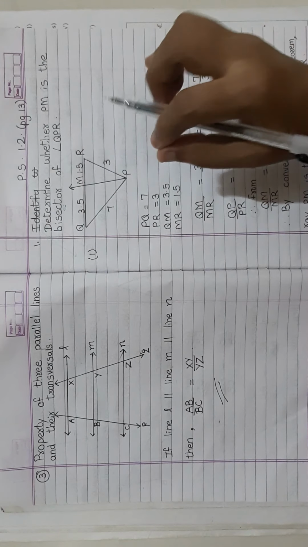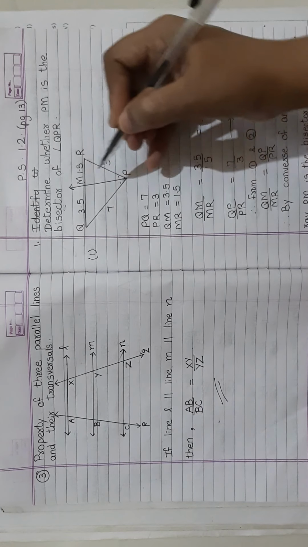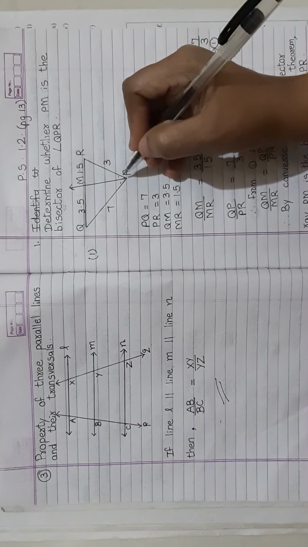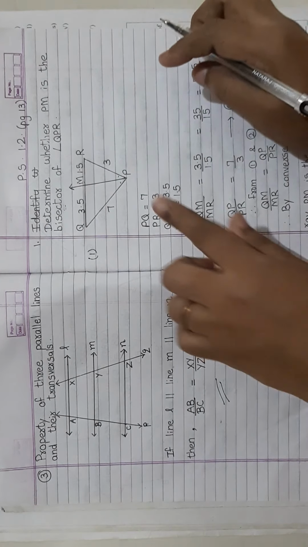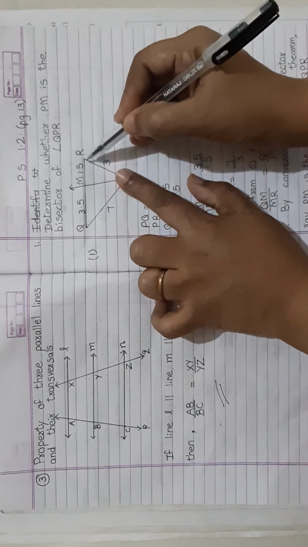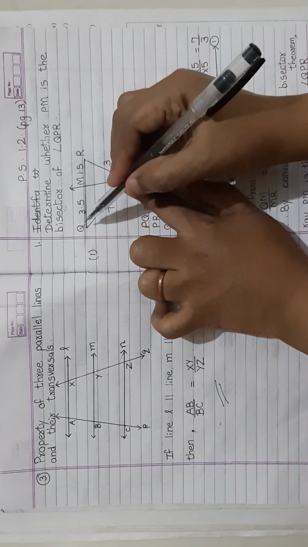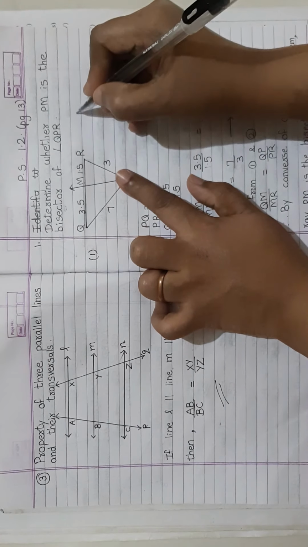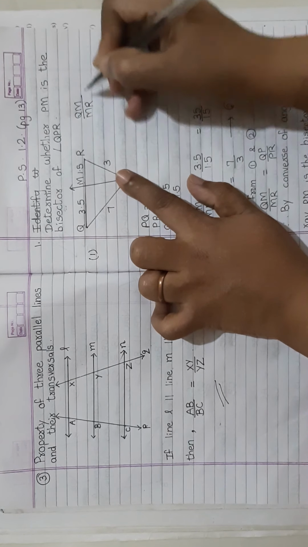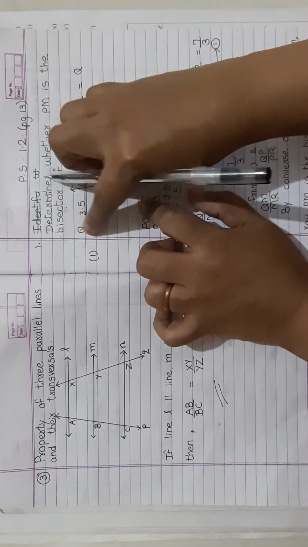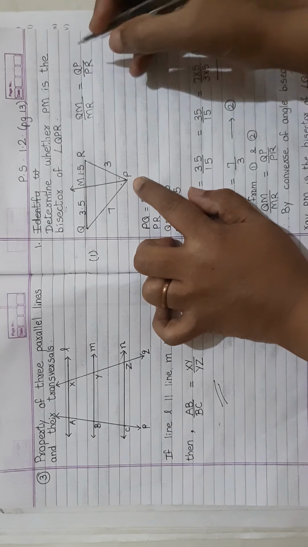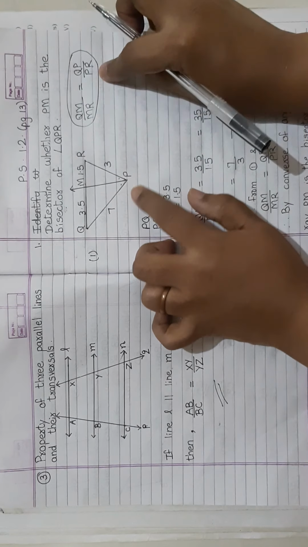Converse means how? Imagine if this is the bisector. If PM is the bisector, then how will we write our angle bisector theorem? We'll close this angle P, and you can start either from Q or from R. For example, if I start from Q, then the angle bisector theorem says QM upon MR is equal to QP upon PR. So we will try to find whether these ratios are equal.